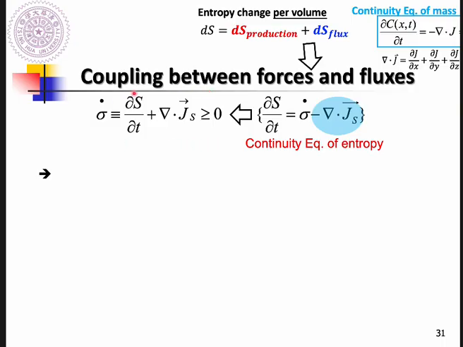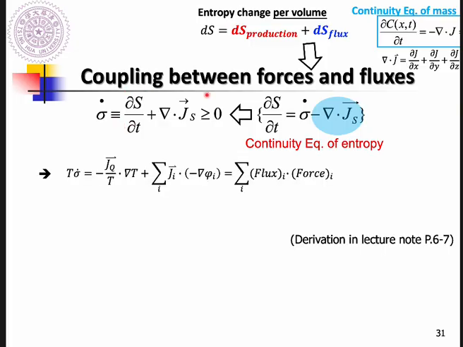Then we need to do some mathematical calculation and combine it with thermodynamics. The detailed derivation is shown in the lecture notes, pages 6 to 7, so you can check it. But I'll just write down the summary after the one or two pages of derivation. We get the temperature times sigma dot equals this: the heat flux times the negative temperature gradient divided by T.